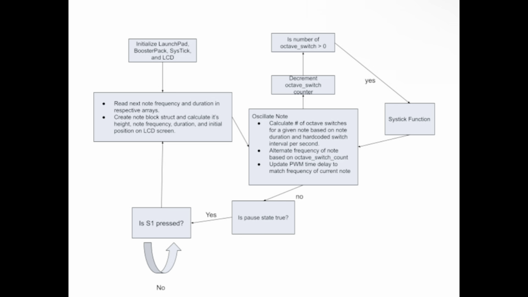It'll decrement the octave switch count, and the cycle will repeat until the octave switch count goes to zero. Once it goes to 0, it'll exit out of the oscillate note function, and then the program will check if the pause state has been set to true. If so, it will enter an infinite while loop where it will continuously check for when S1 is pressed, meaning when the program should resume. So it will only resume when S1 is pressed.